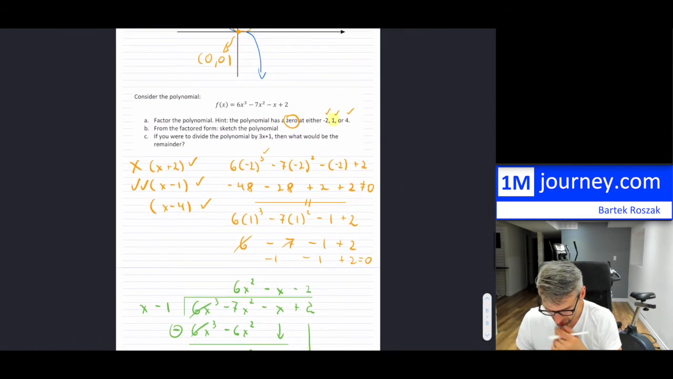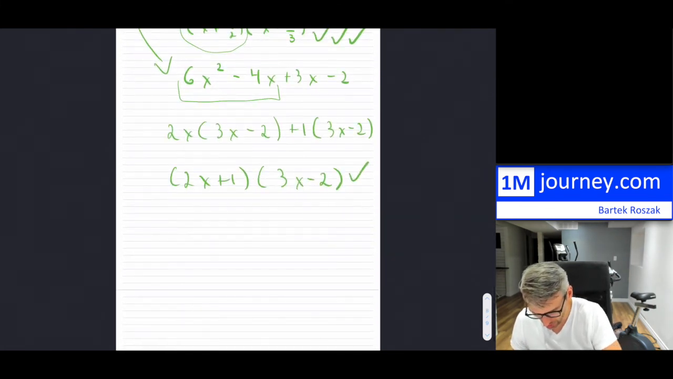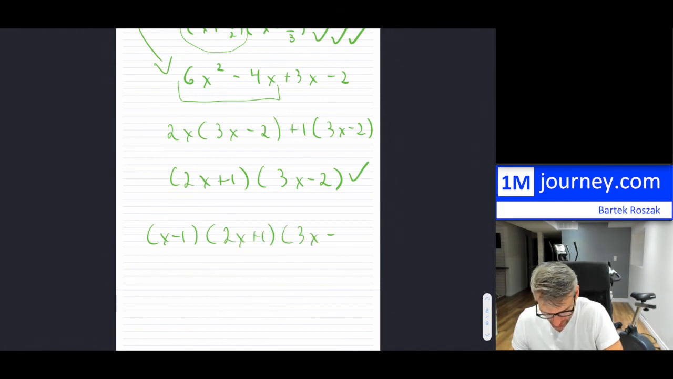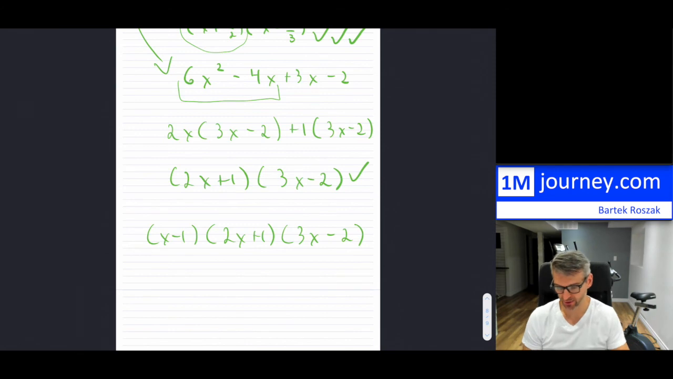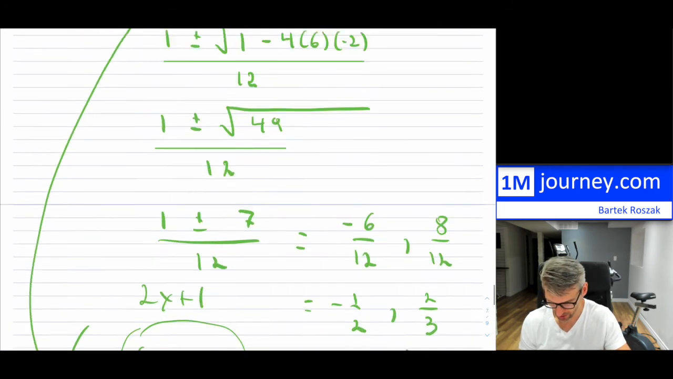Okay, so it says factor the polynomial, so now we have it factored. So the result is x minus 1, 2x plus 1, 3x minus 2. Okay, so that's what our result is.